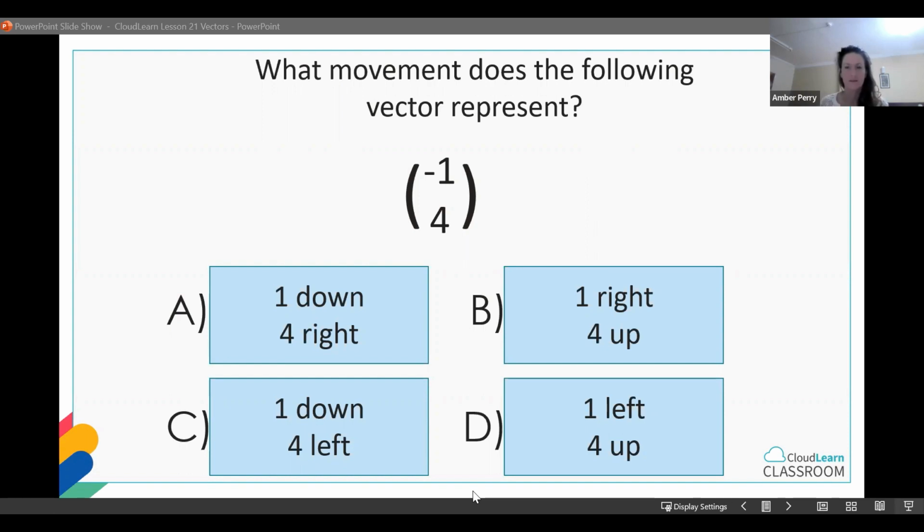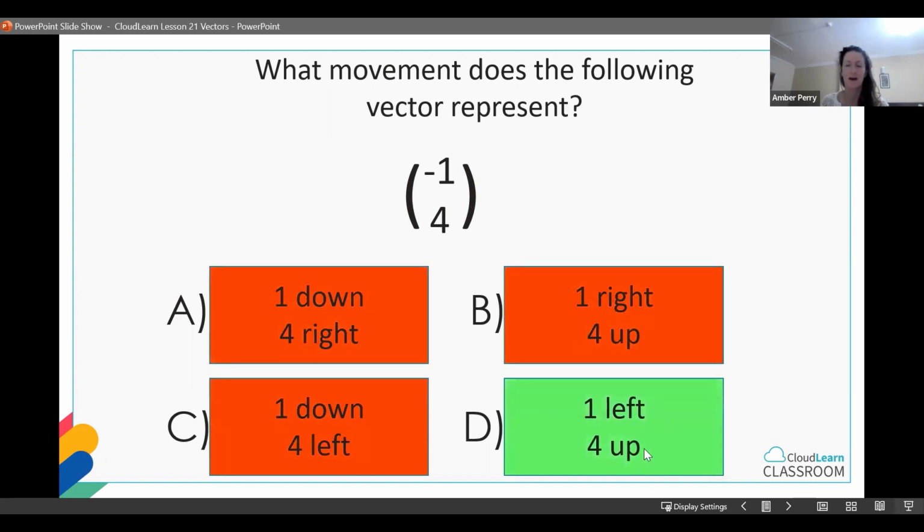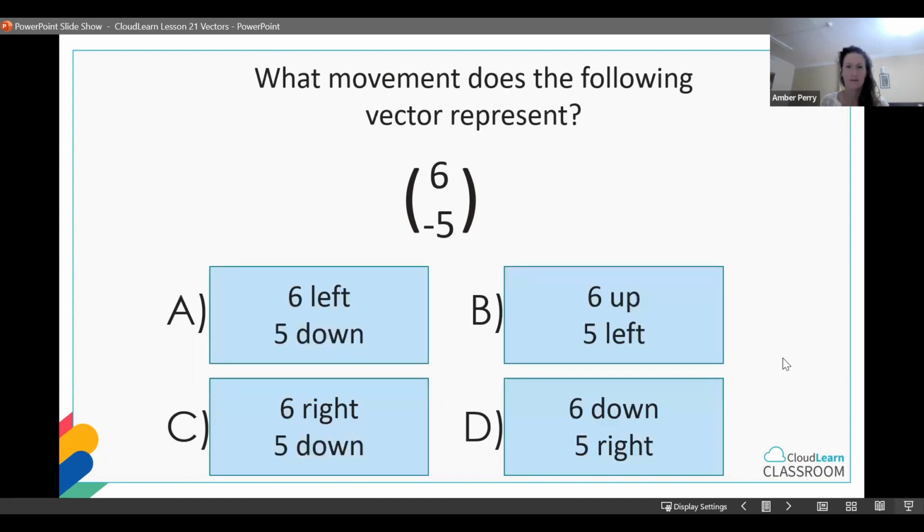Okay, let's have a look then. So on this one, we have got a negative number on the top. So remember, the top number tells us how far it goes across, okay? So this one is telling us it's going across by -1. So that's actually going to be 1 to the left. And the bottom number tells us how far it goes up or down. Now it's going up by 4. It's a positive number. Positive is up and negative is down. So this one should be D, 1 left and 4 up.